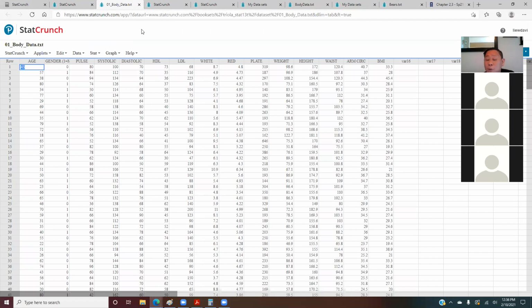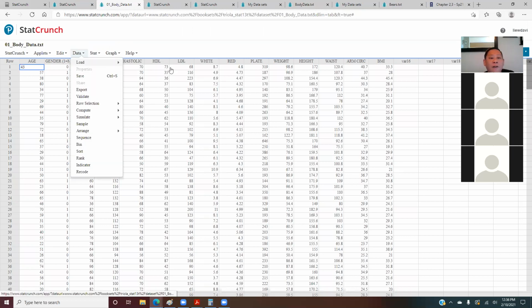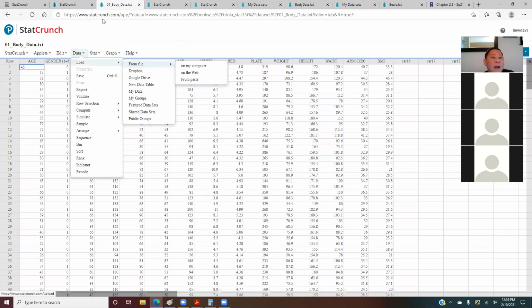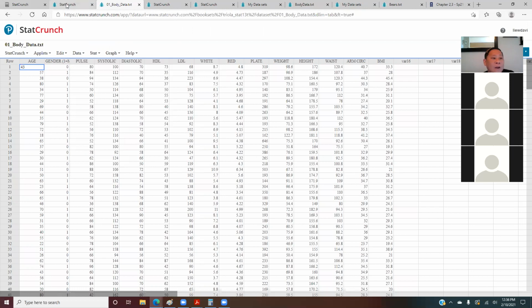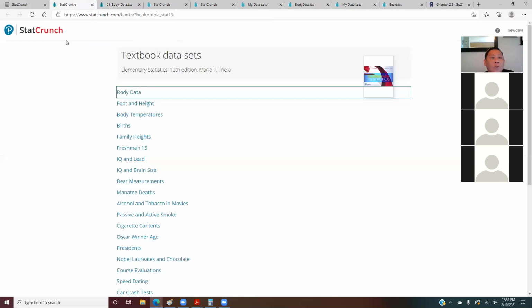So there are a few ways to do it. If you download everything onto your hard drive, you just hit Data, Load, From file on my computer. But if you already have it in StatCrunch, you can always go to the textbook. I'll show it to you again. This is something you guys need to know. This is not important, not difficult. So I will show you again how to do it.